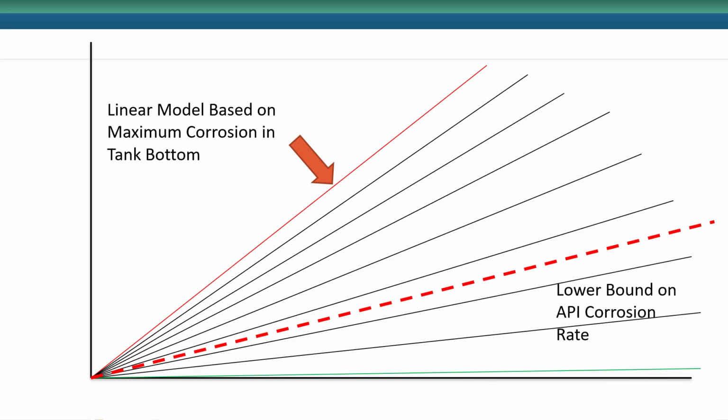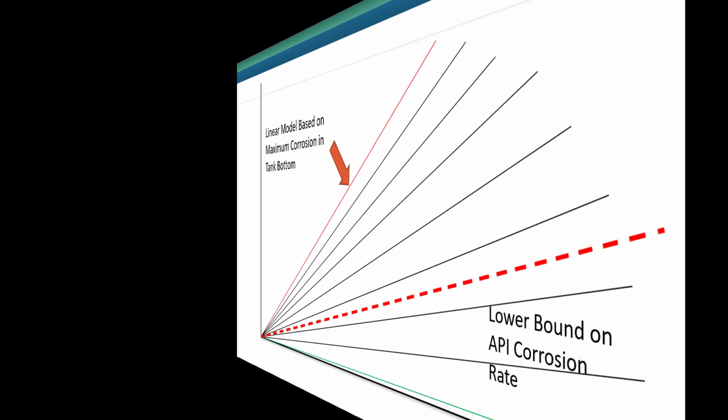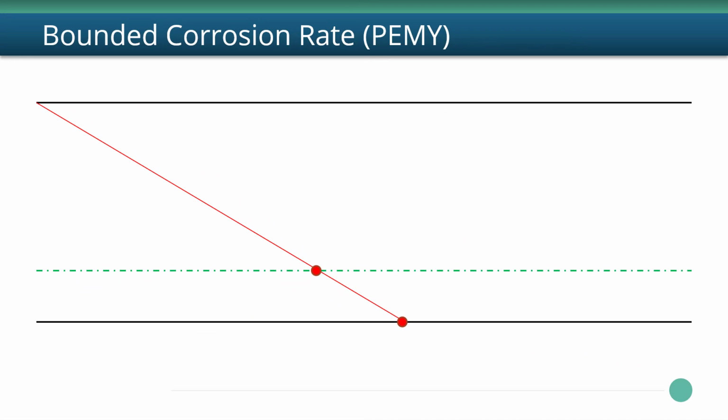The hazard is that if the corrosion rate is low enough, as shown by the red dotted line, and under the right conditions, corrosion can cause a bottom penetration. The caution is that if API 653 is below the bounded line, then there is danger that the tank will hold through. Let's look at this in more detail.